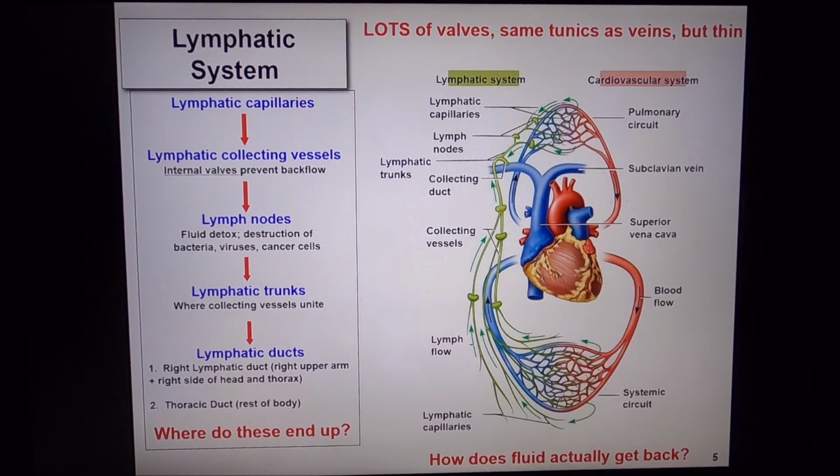Okay, so where do all these end up? Well, they end up dumping in right at, or above, I should say, your superior vena cava. I'll show you that here in just mere moments. And, well, let's just go right to it.